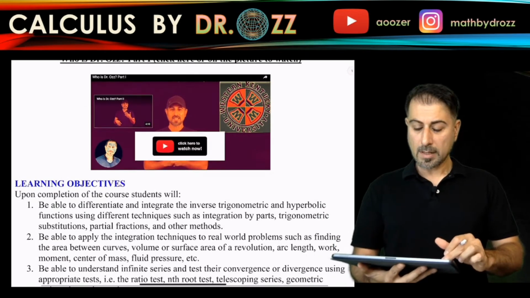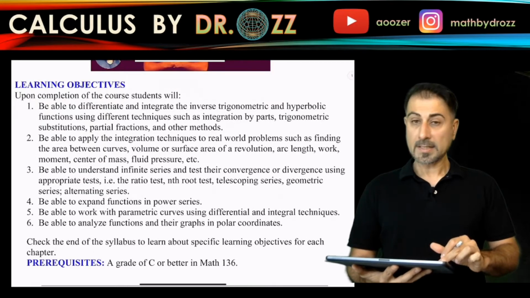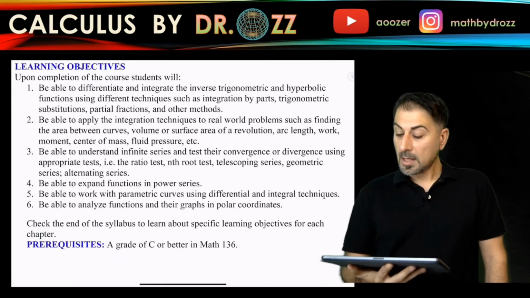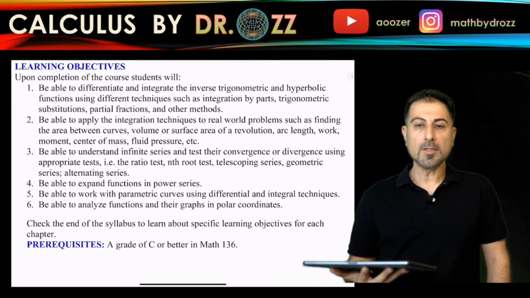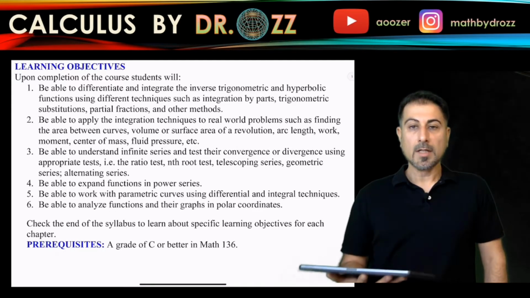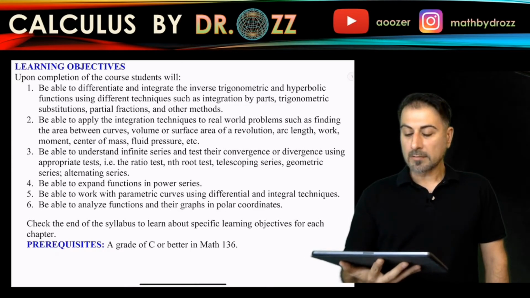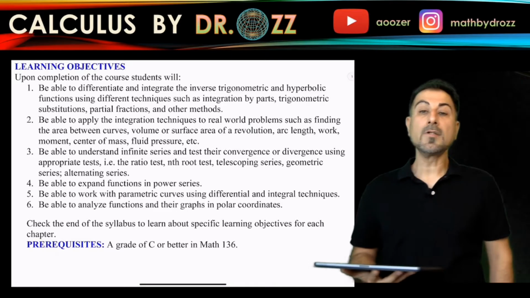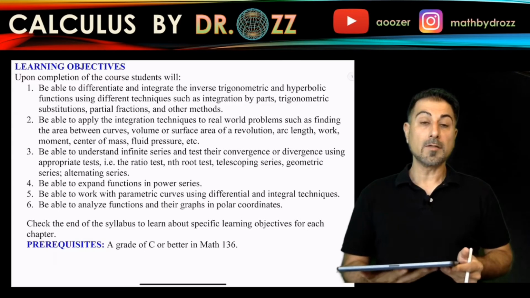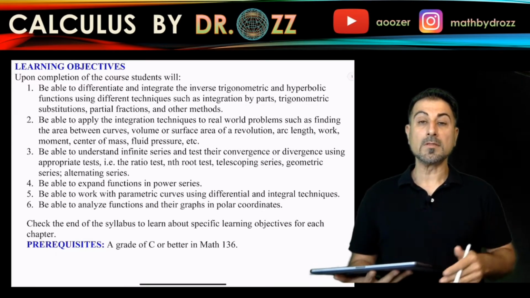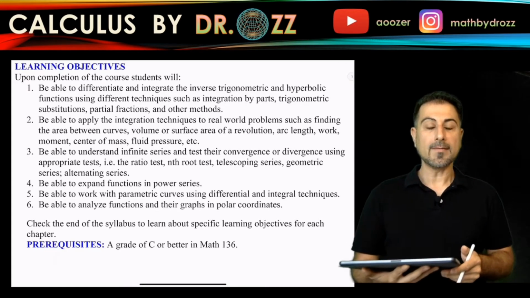All right, so let's start with the learning objectives of this course. So these are catalog learning objectives of this course. So that means that I want you to retain certain knowledge and skills once you finish this course, and 6 of them are listed as like being able to differentiate and integrate the inverse trig and hyperbolic functions using different integration or differentiation techniques. And also, you're going to learn integration by parts, trig substitutions, and partial fractions and other algebraic techniques to tackle integration.